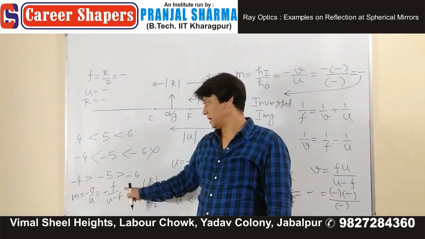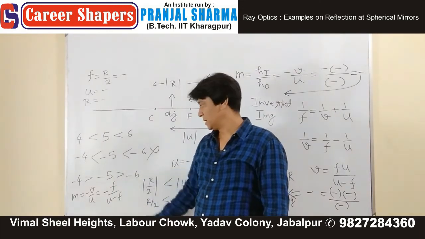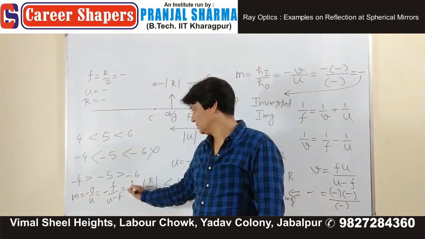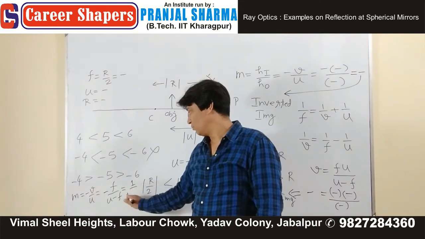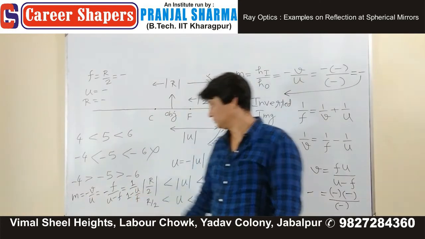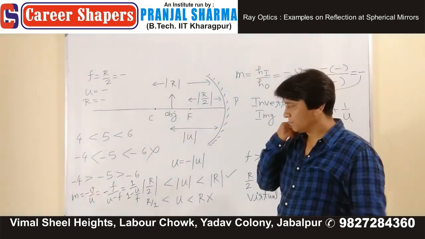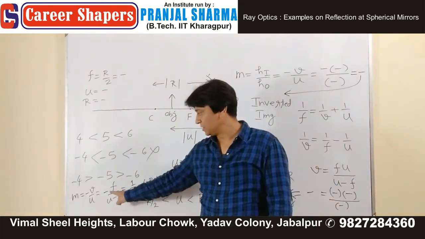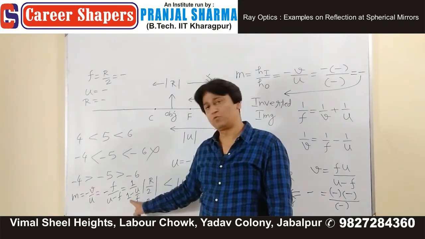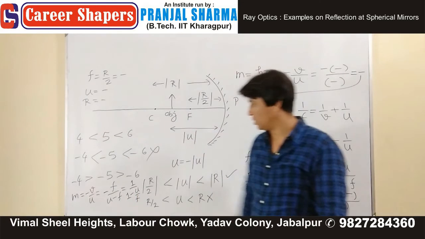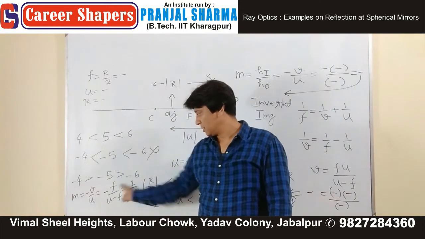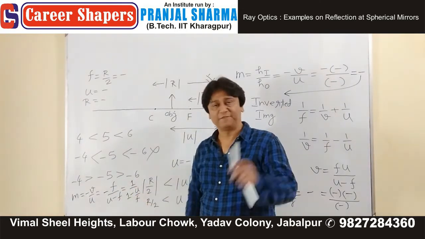M is now 1 upon 1 minus u upon f. So what have I done? Divide the whole thing by minus f. Take minus f common. So minus f upon f is 1, and this becomes minus of u upon f. I hope you can see this part clearly. 1 upon 1 minus u upon f.